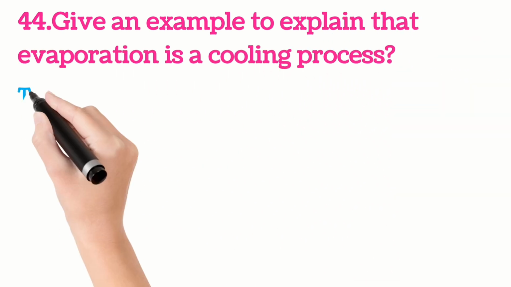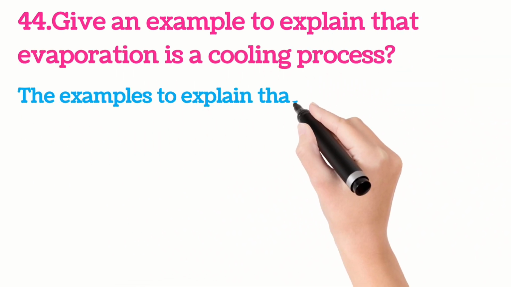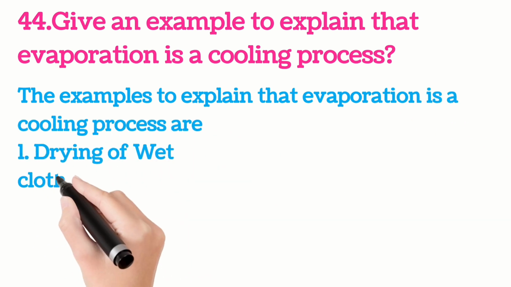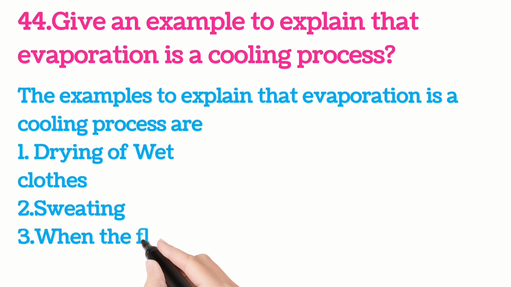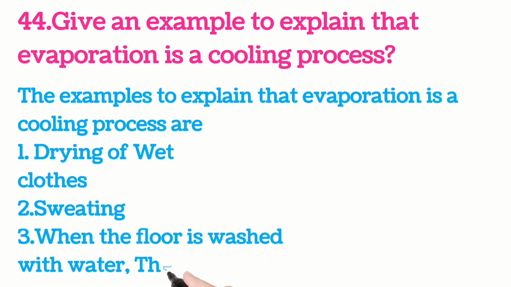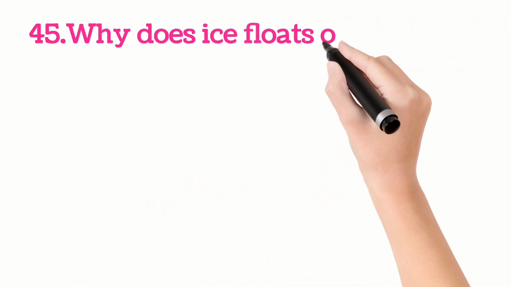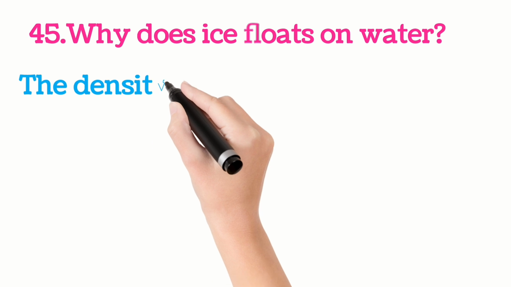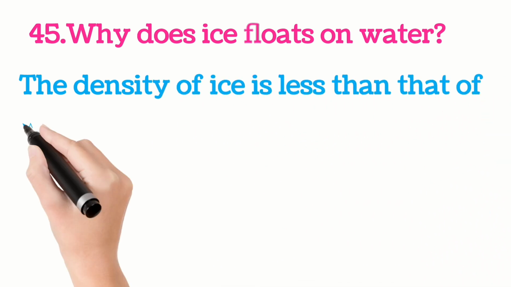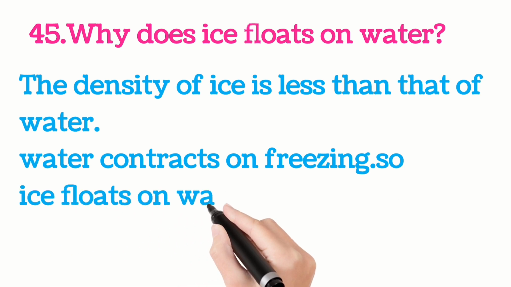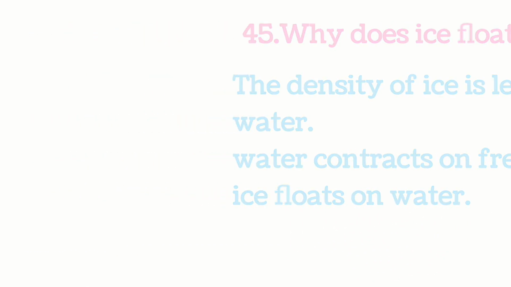Give an example to explain that evaporation is a cooling process. The examples to explain that evaporation is a cooling process are drying of wet clothes, sweating, and when the floor is washed with water, the water on the floor disappears. Why does ice float on water? The density of ice is less than that of water. Water expands on freezing, so ice floats on water.